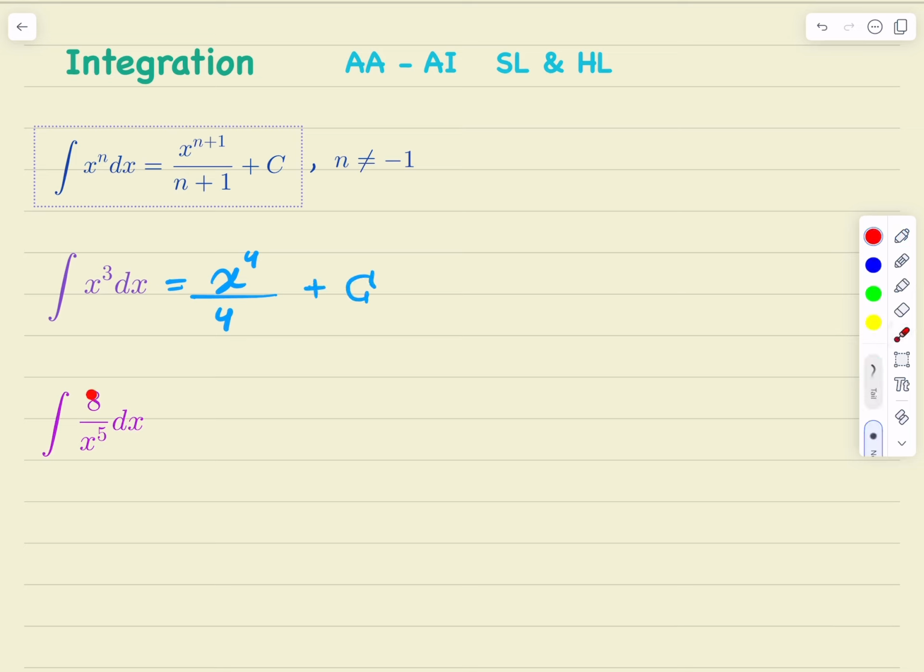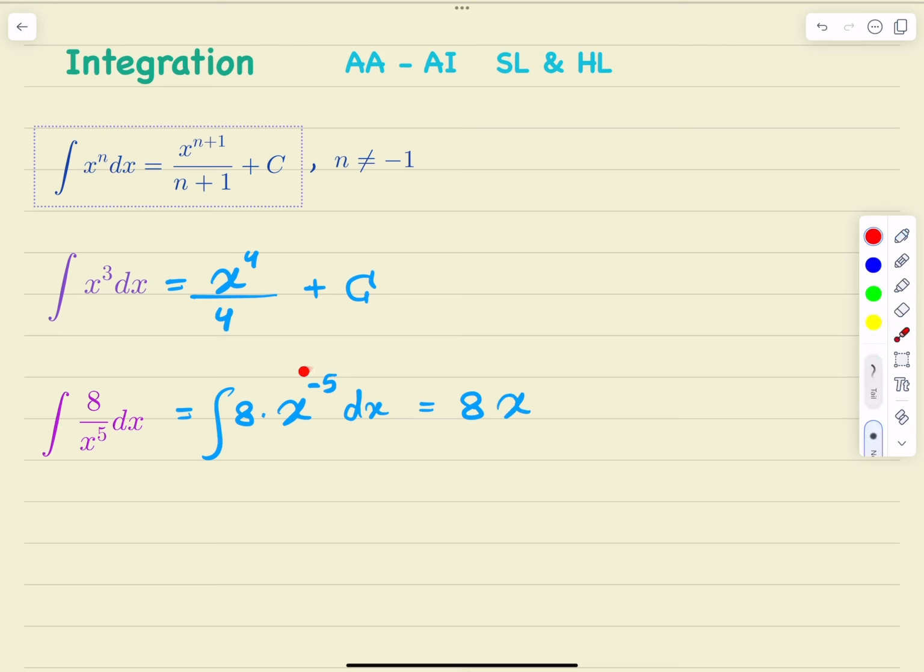Here we have 8 divided by x power of 5. Here we cannot integrate x power of 5 if it's in the denominator like this, so that's why first we write it in the power form like this. So we will rewrite the function like this, 8 as it is, x. If we put this x power of 5 up in the numerator, then we will reverse the sign of 5 and it becomes -5 then dx.